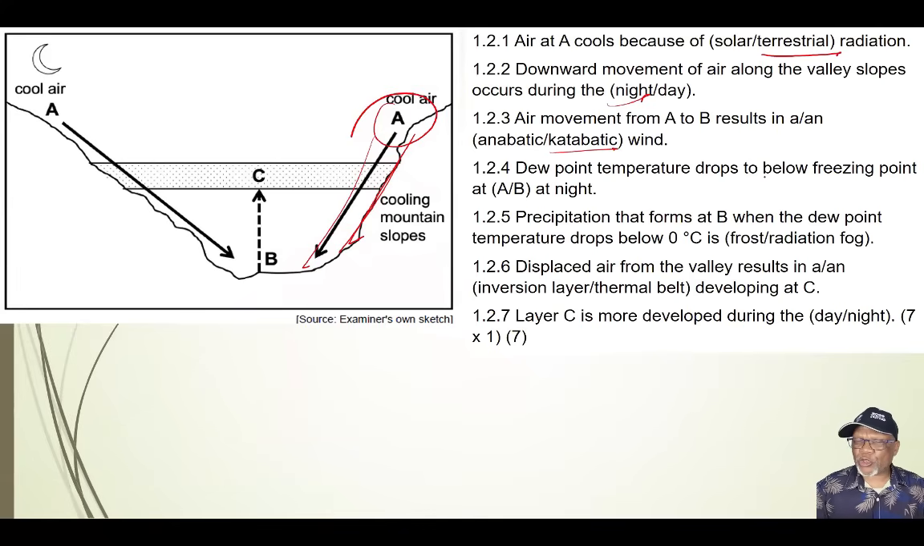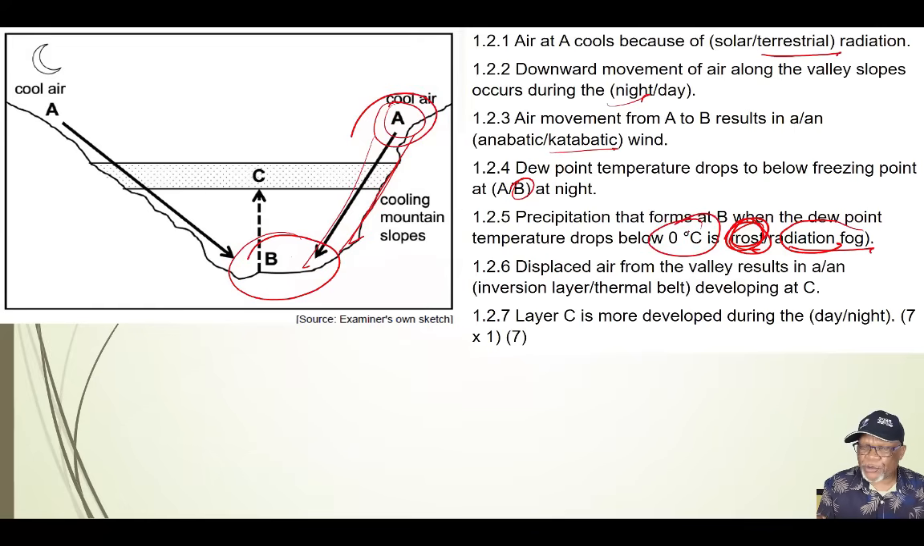And then dew point temperature drops to below freezing point at night, at A or at B. It will be at B. Precipitation that forms at B when the dew point temperature drops below zero is frost or radiation fog. It is frost that is going to develop there. Radiation fog is going to develop when there is condensation, but it must not be below freezing point. Below freezing point is frost.